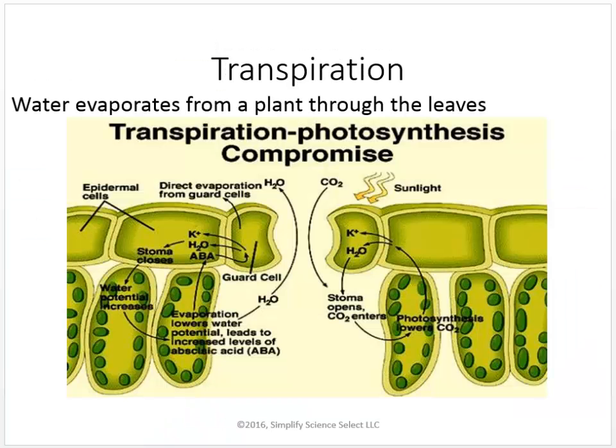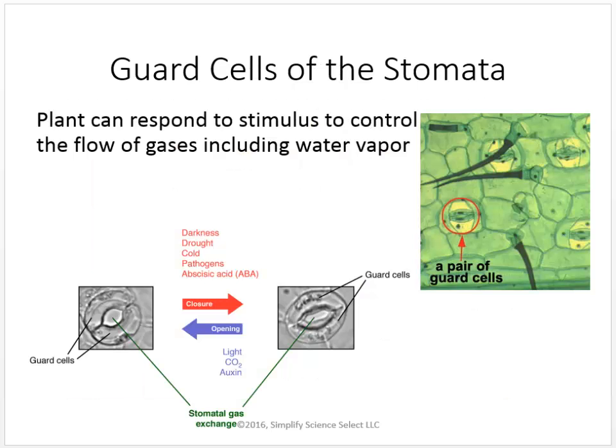We also have a process called transpiration. Transpiration is when water evaporates straight from a plant, straight through the leaves, straight into the air, the loss of water. So this is a process that happens a lot, and our plants do try to control it. So we have those stomata that are guard cells. They can respond to control by opening and by closing.